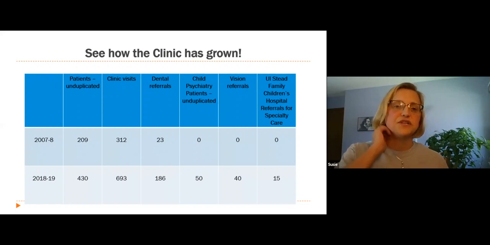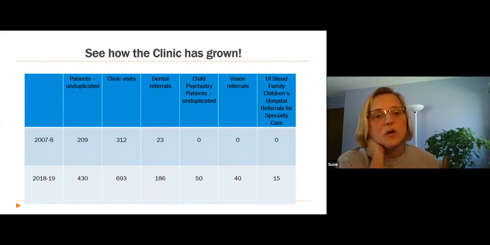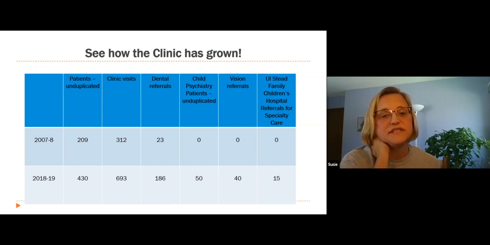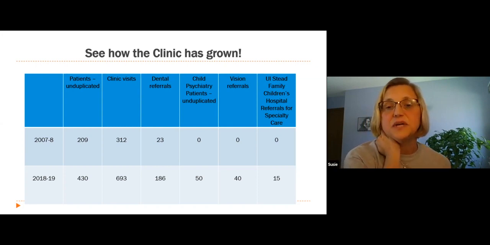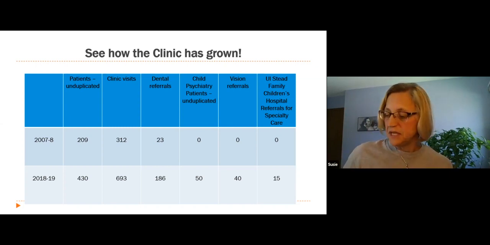So here are the numbers. You can see how we're growing. When we started in 07-08, we had 209 patients with 312 clinic visits. And this past school year, 430 patients with 693 visits. And there's the dental referrals and the child psychiatry patients, the vision referrals, and then the specialty care.